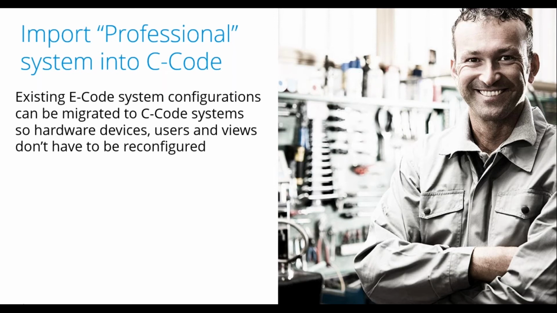So if you see a quote unquote professional system, it might not be referring to just professional. It might be referring to, say, Express or Professional, or if you're going way back, maybe even Enterprise. So the existing E-code system configurations can be migrated. You're going to bring in your hardware devices, cameras, encoders, things of that nature, users, and views. So none of that has to be reconfigured. It makes it quick and easy.